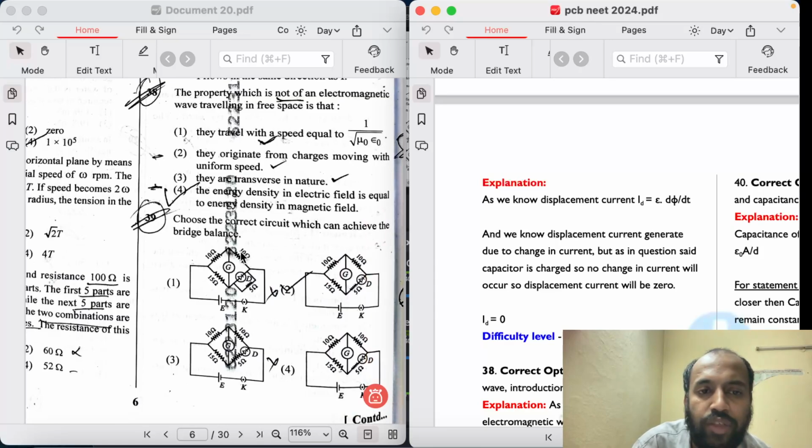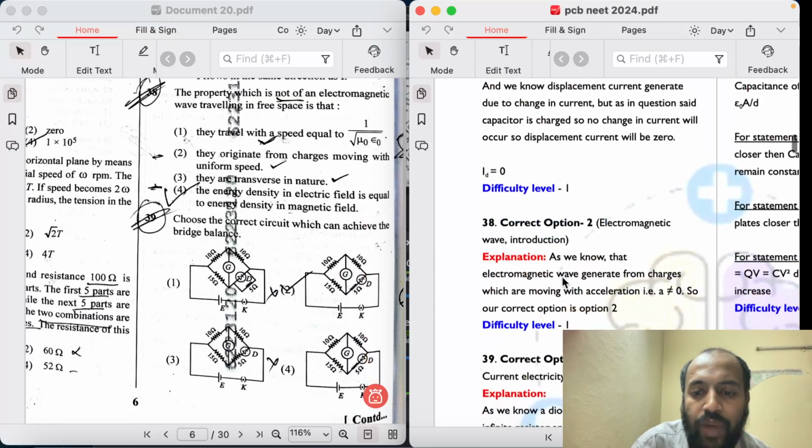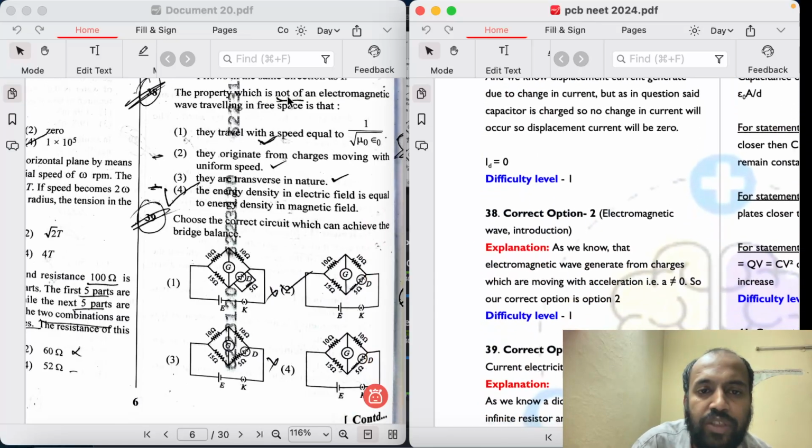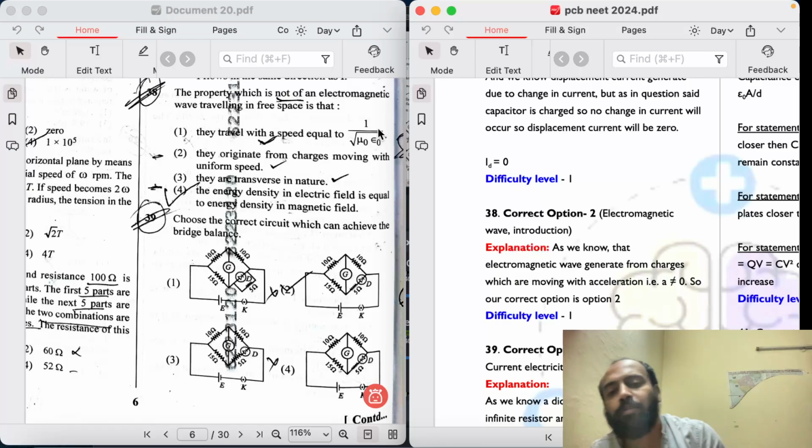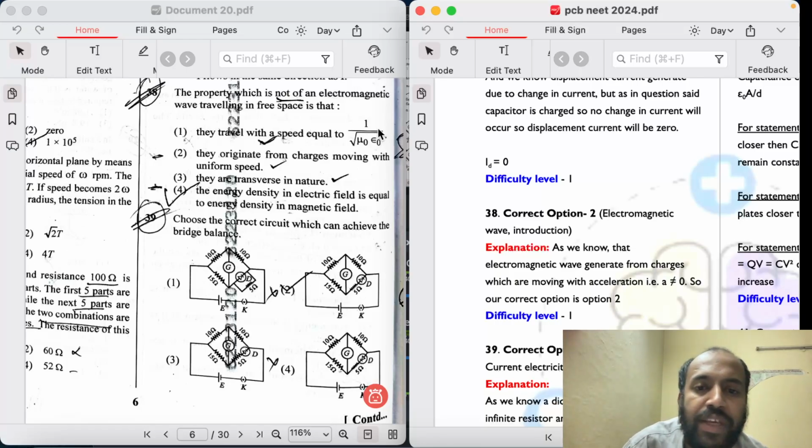Let's look into question number 38. Again, a theoretical question about electromagnetic waves. The property which is not of an electromagnetic wave traveling in free space. So this travels with a speed 1 by root over mu naught epsilon naught. That's correct. In fact, if you put the values of free space permeability and permittivity and calculate it, you are going to get the answer as 3 into 10 to the power 8 meter per second. So this is the correct statement.